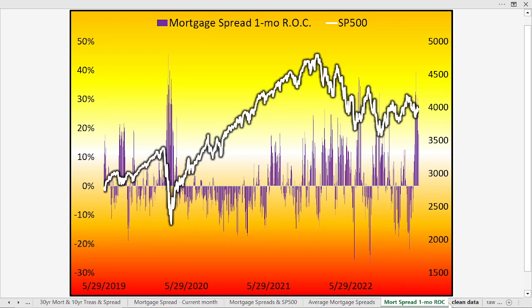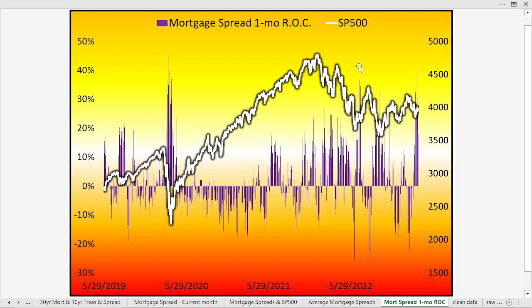And then finally, we see here the white line is the S&P 500. The blue histogram bars show us the rate of change in 1 month. How much have mortgage spreads changed? And you'll notice when mortgage spreads accelerate higher, that coincides with weak stock markets. Notice in 2020, mortgage spreads in 30 days went up 46%. The difference between the average 30-year mortgage and the 10-year U.S. Treasury exploded 46% for good reason in the year 2020.